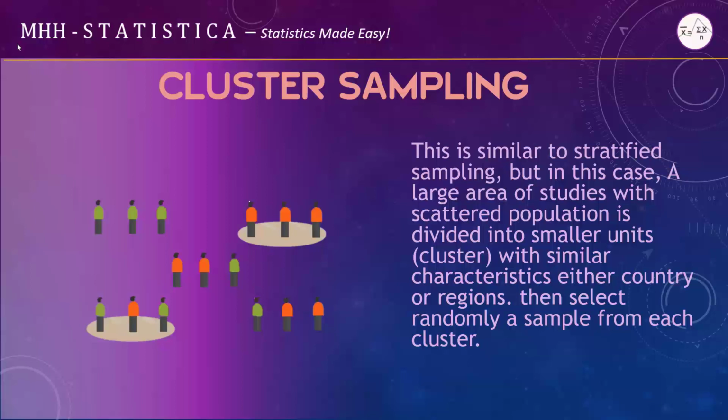Cluster sampling is similar to stratified sampling, but in this case a large area of study with a scattered population is divided into smaller units. This smaller unit is called a cluster with similar characteristics, either country or region. Then you select randomly a sample from each cluster. Cluster sampling deals with a large area of study, that is larger than in stratified sampling.